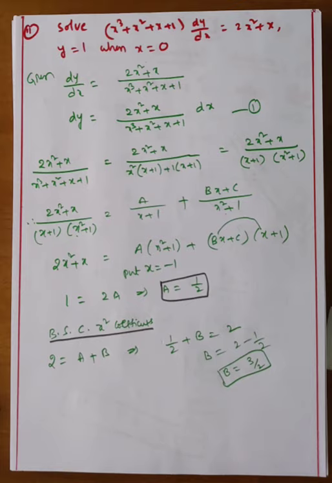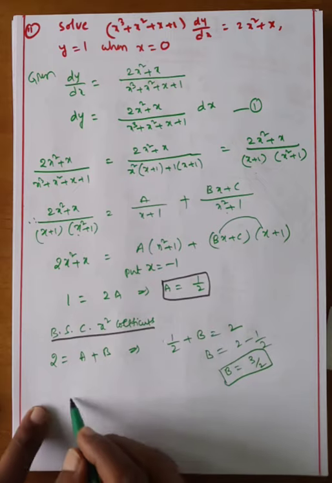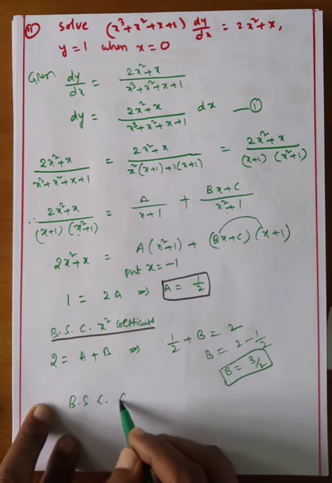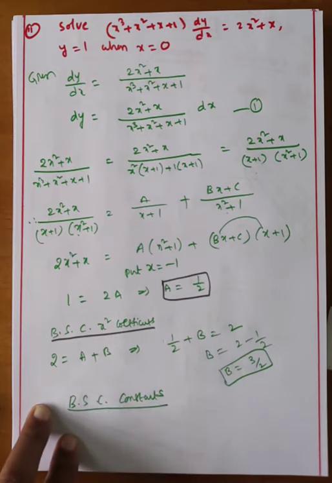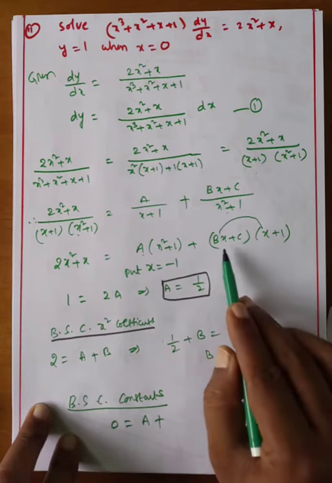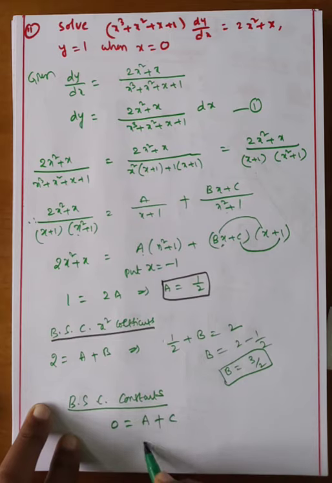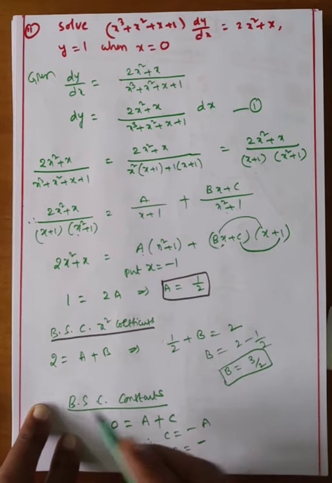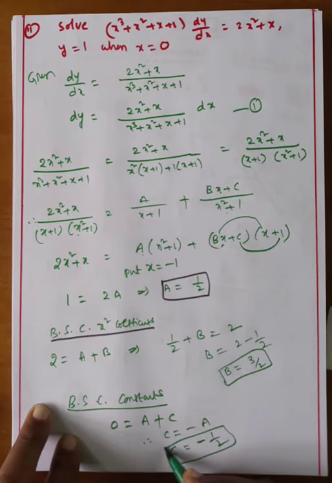Now comparing constants on both sides. How to compare the constant? In this way: no constant, so 0. Here a into 1 is a, and bx has no constant, but c into 1, c is there. Therefore c is equal to minus a. Minus the a value I already found out, that is 1 by 2, means minus 1 by 2. These are the values of a, b, c.